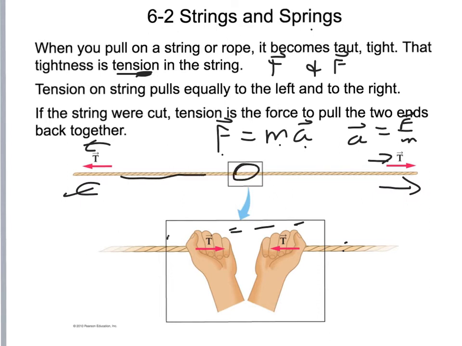But right there in the center is where the tension starts to really, you're pulling really close. If we looked at that as a center, you've got pulls in opposite directions. So that's usually the break point. So if you either broke it right there or you cut the string right there, then the tension is the force to pull the two ends back together again.